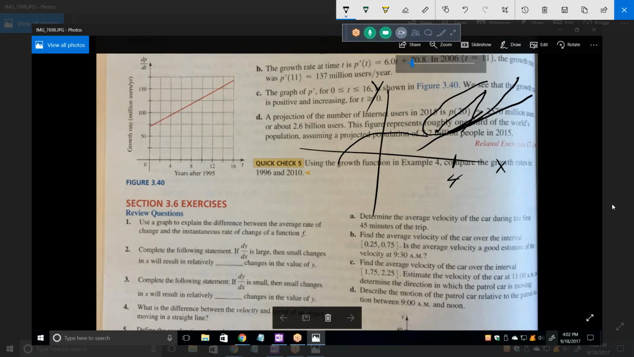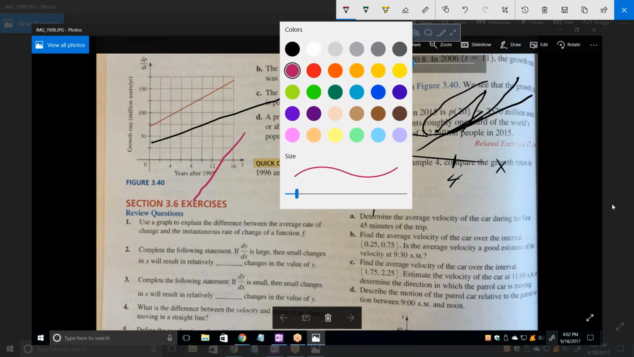All right, number 2. Complete the following statement. If dy/dx is large, then small changes in x will result in relatively what changes in the value of y? So if the derivative of... Don't think of it as derivative. Think of it as the slope of the tangent line. And small changes. There's a small slope. Here's a bigger slope. I'd probably have to go with large then for 2 in the blank.